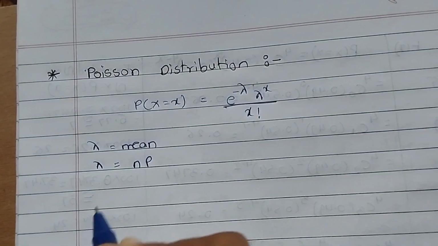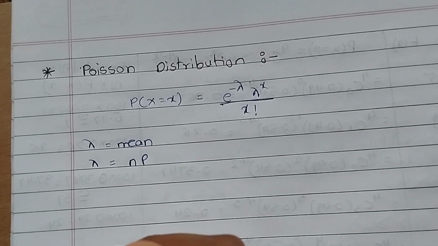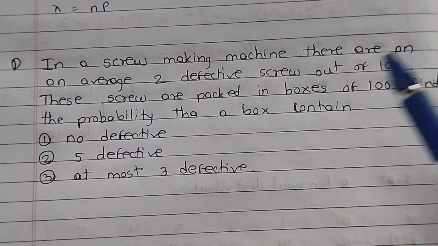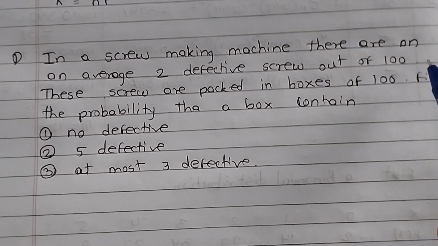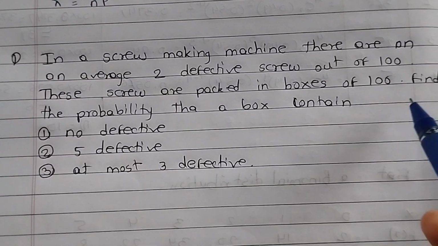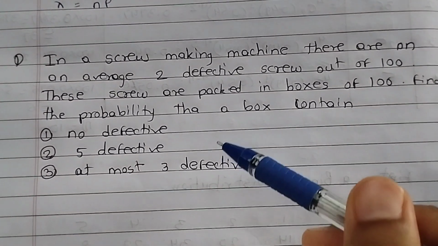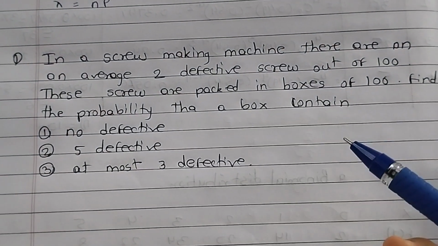Now we see how we solve an example of the Poisson distribution. So in this question, in a screw making machine, there are on average 2 defective screws out of 100. These screws are packed in boxes of 100. Find the probability that a box contains no defective, 5 defective, at most 3 defective.